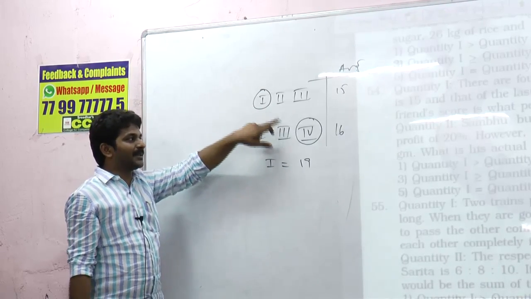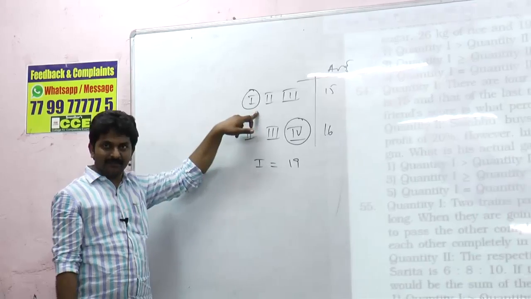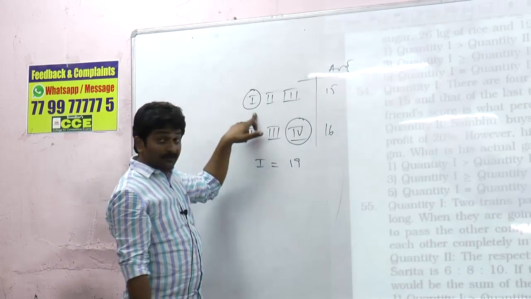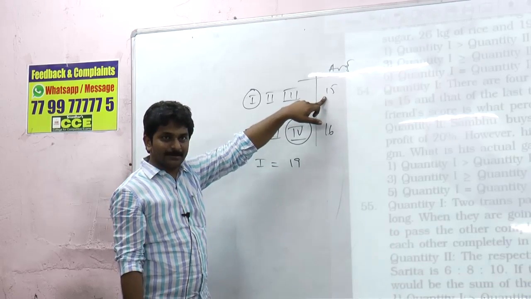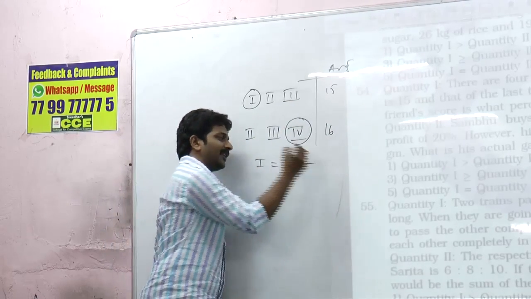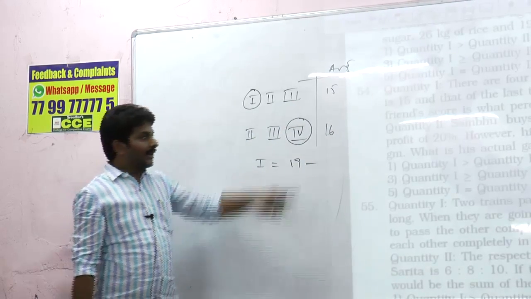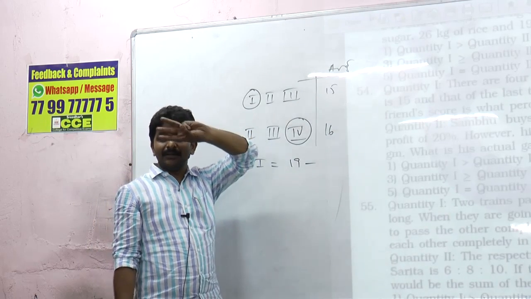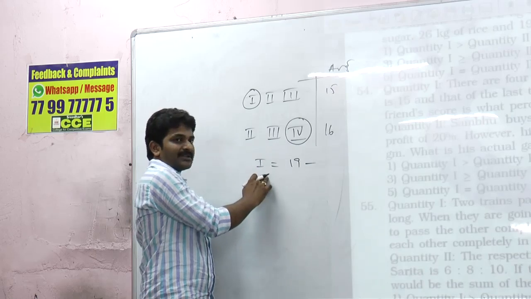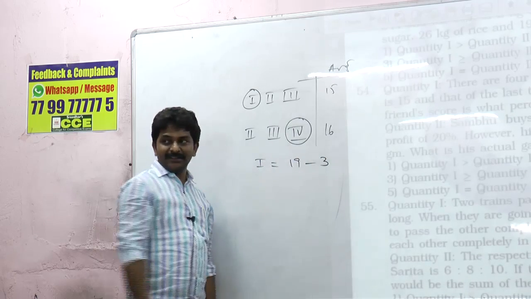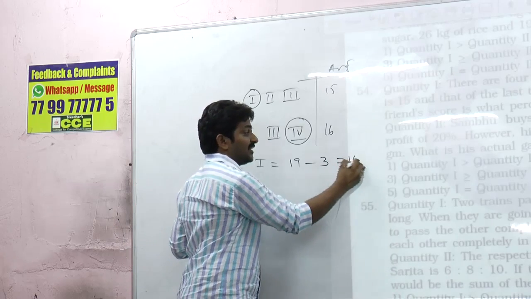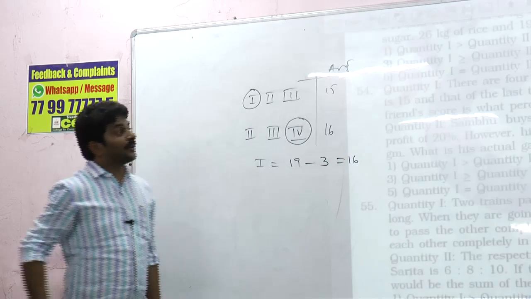If marks obtained by first person is also equal to 19, if these two are the same, then there won't be any change in their average. But with the first person, average is less. So first person's marks are definitely less than 19 marks. Average decreased by how much? 1. For how many people? 3 people. So marks obtained by first person will be definitely 3 marks less than 19, which is 16 marks. What is your question?